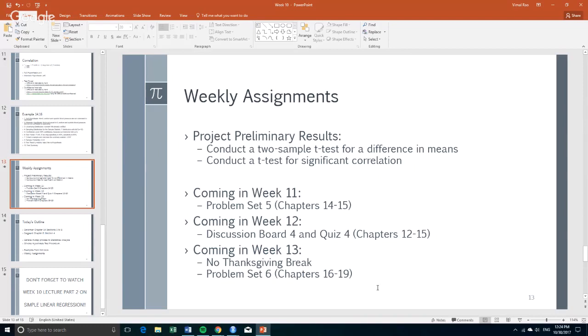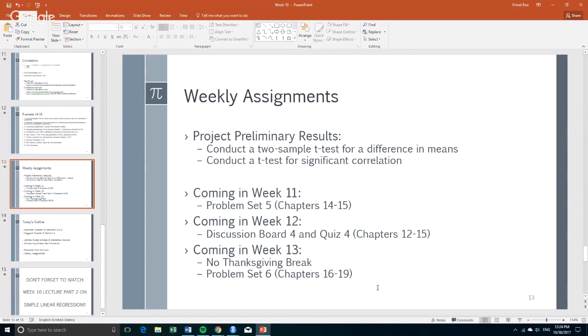Okay, coming up in the next couple of weeks, we have a problem set due next week on chapters 14 and 15. Again, what we talked about today is chapter 14. So take a look at problem set 5. It's going to discuss correlation a little bit. Make sure that if you have any questions that you ask them. Week 12, then we have our quiz. Our quiz covers chapters 12 through 15. So it covers ANOVA, which we saw, the 2-sample t-test, also correlation and regression, and then what we talk about next week, which is multiple linear regression.